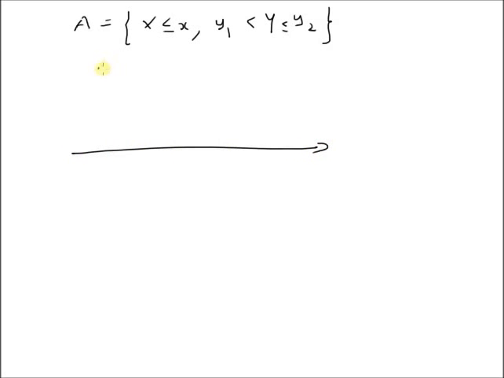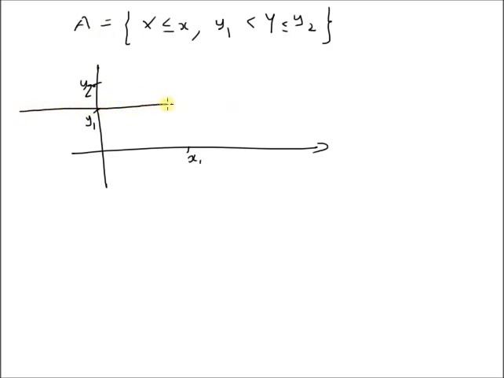So, let us start with an event defined as A equal to the event where X is less than or equal to small x and Y is between the values y1 and y2. So this is the event A. On the Cartesian plane, that is on the xy plane, we can represent this event as follows. Consider that this is the x-axis and this is the y-axis, and these are the values y1 and y2, and this is x1.